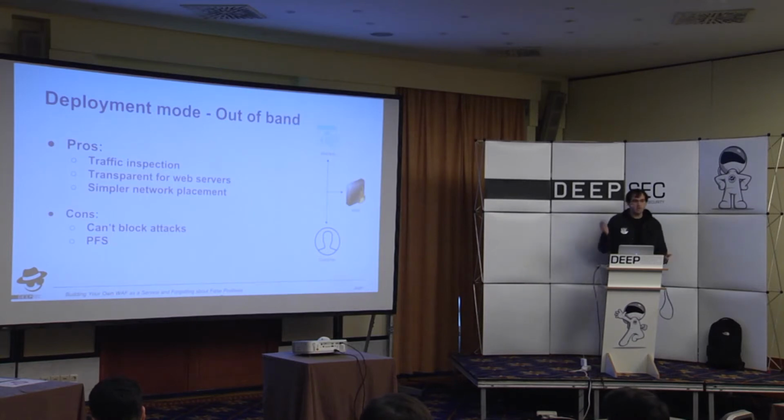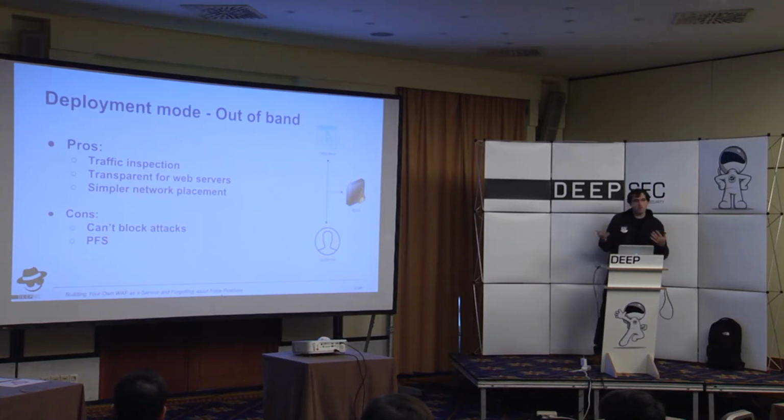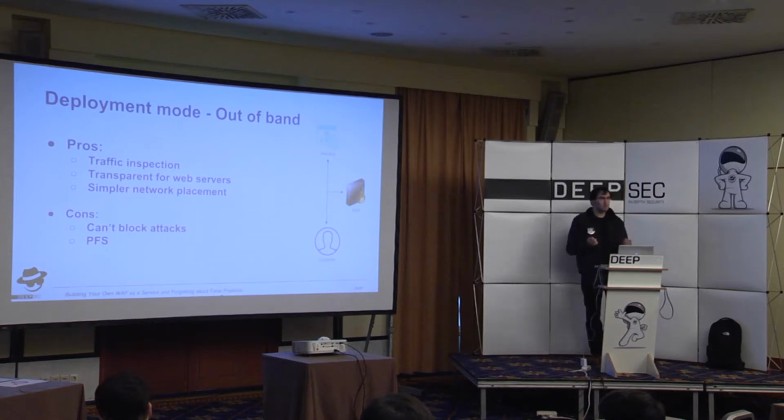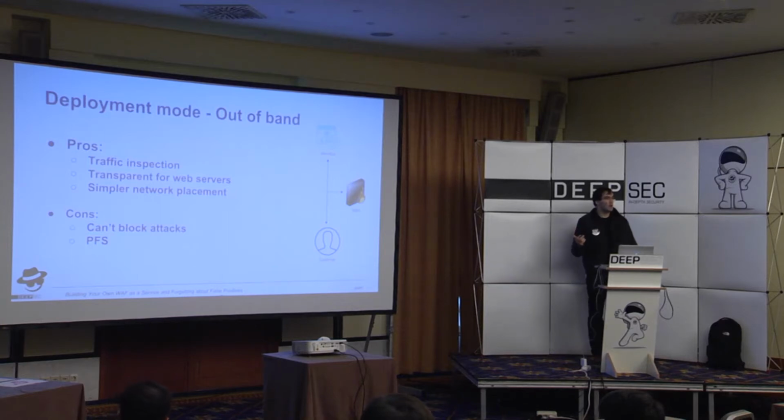Another approach to this is using an out-of-band mode. This basically means that you are looking at the traffic, and this is still transparent for web servers, and a bit simpler to set up since you no longer need to have it in the middle of the traffic itself. But of course, you can't block attacks, and you have other issues, like for example, with perfect forward secrecy, where if you're in the middle of the traffic, you can do some stuff like terminating the connection and starting the connection again, like a bit of man in the middle. But out of band, you might not be able to deal with that.